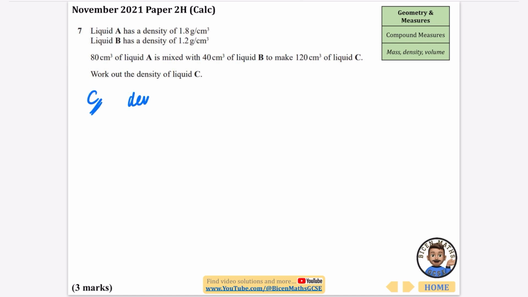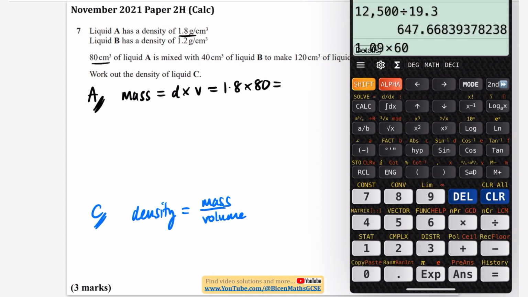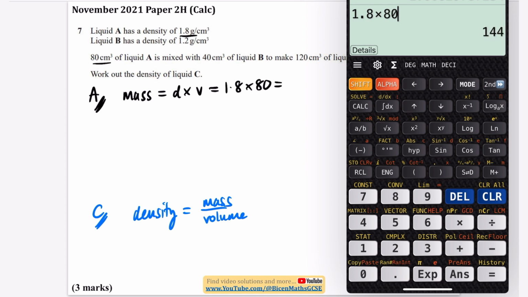If we're going to try and work out the density, we need to work out the mass divided by the volume. So let's put this at the bottom of the page because I'm going to actually do some stuff with A first of all. So for A that we've got here, we've got the density and we've got the volume, so I think we need to find out the mass, and the mass is the density multiplied by the volume. Density times volume, so it's going to be 1.8 times 80. Luckily we've got a calculator this time, so we can go really speedy, and 1.8 times 80 is 144 grams.